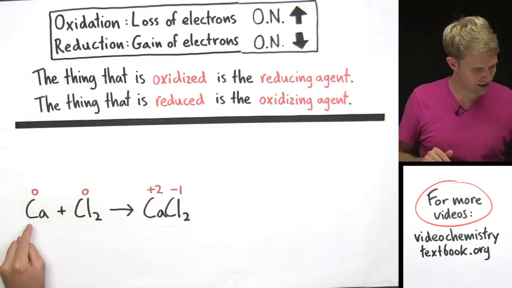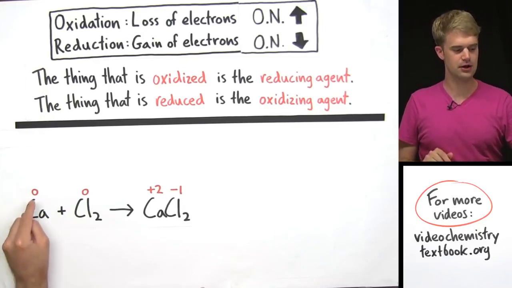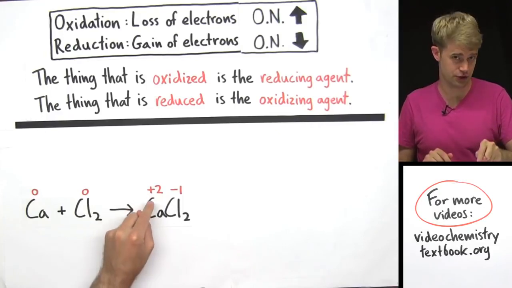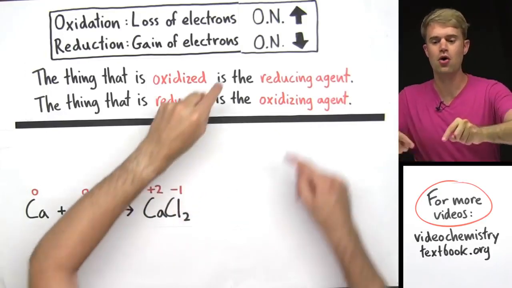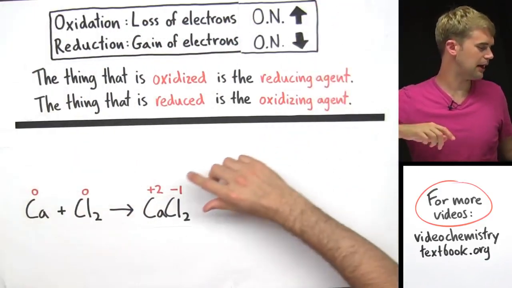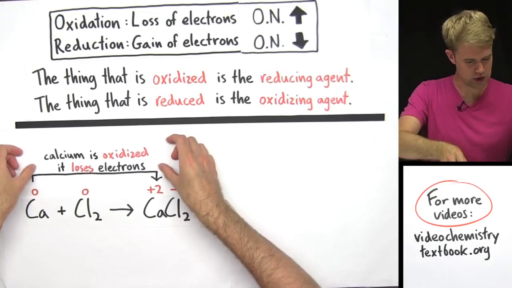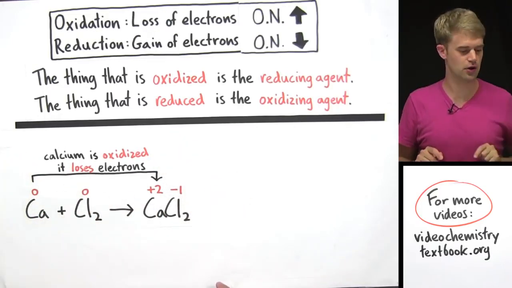We'll start off by looking at calcium here, Ca. Ca starts off as 0 on this side of the equation, and then over here, it's +2. So calcium's oxidation number is going up, which means that it is being oxidized. Calcium here is oxidized from 0 to +2, which means that it loses electrons.